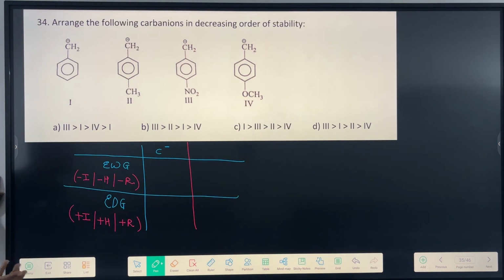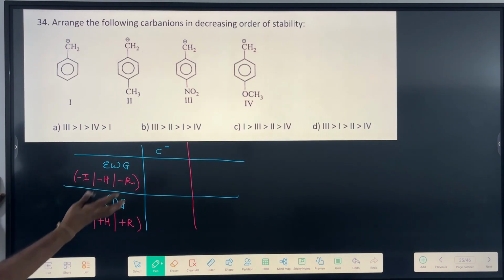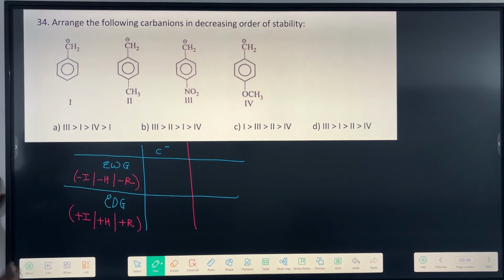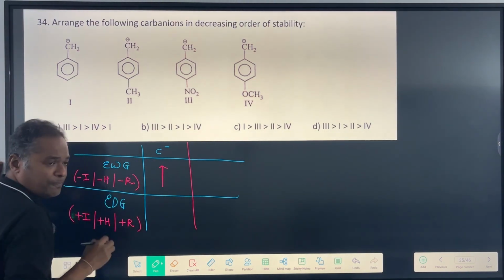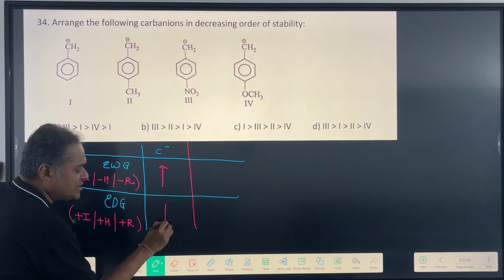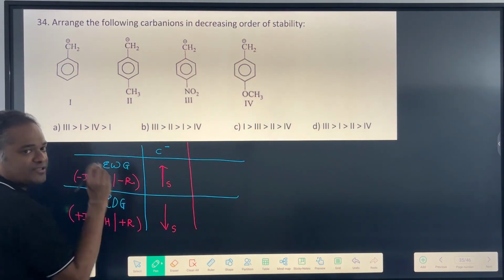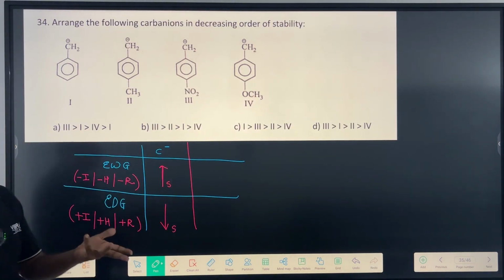It contains a negative charge, which means there are extra electrons, and whenever you have extra electrons, they will start repelling each other. Repulsion energy will increase, so stability will decrease. In other terms, if there are some groups which have a tendency to remove or withdraw electrons, then repulsion will automatically decrease and stability will increase. So an electron withdrawing group will increase the stability and an electron donating group will decrease the stability of C minus. Now what we have to do is find out the effects.